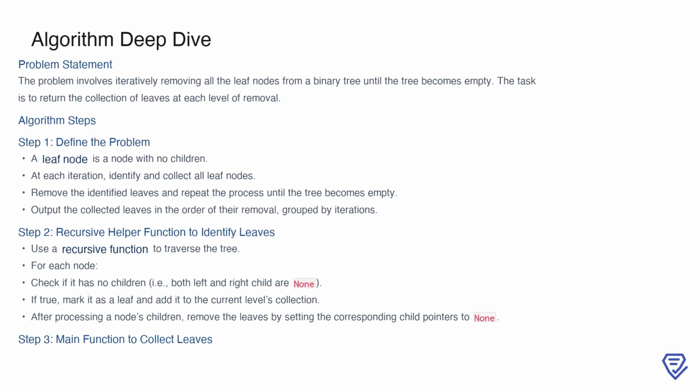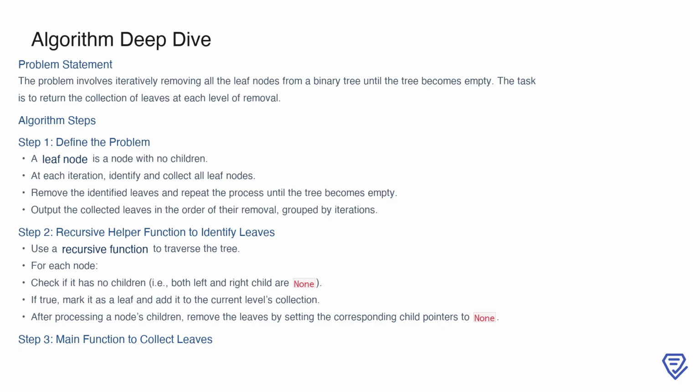To solve this problem, we need to repeatedly remove all the leaf nodes from a binary tree until the tree becomes empty, while collecting the leaves removed at each step. A leaf node is one that has no children, meaning both its left and right pointers are null. At each iteration, we identify all the current leaf nodes, collect them, and then remove them by setting their parent pointers to null. This process is repeated until the tree is fully removed, and we return the collection of leaves grouped by the order in which they were removed.